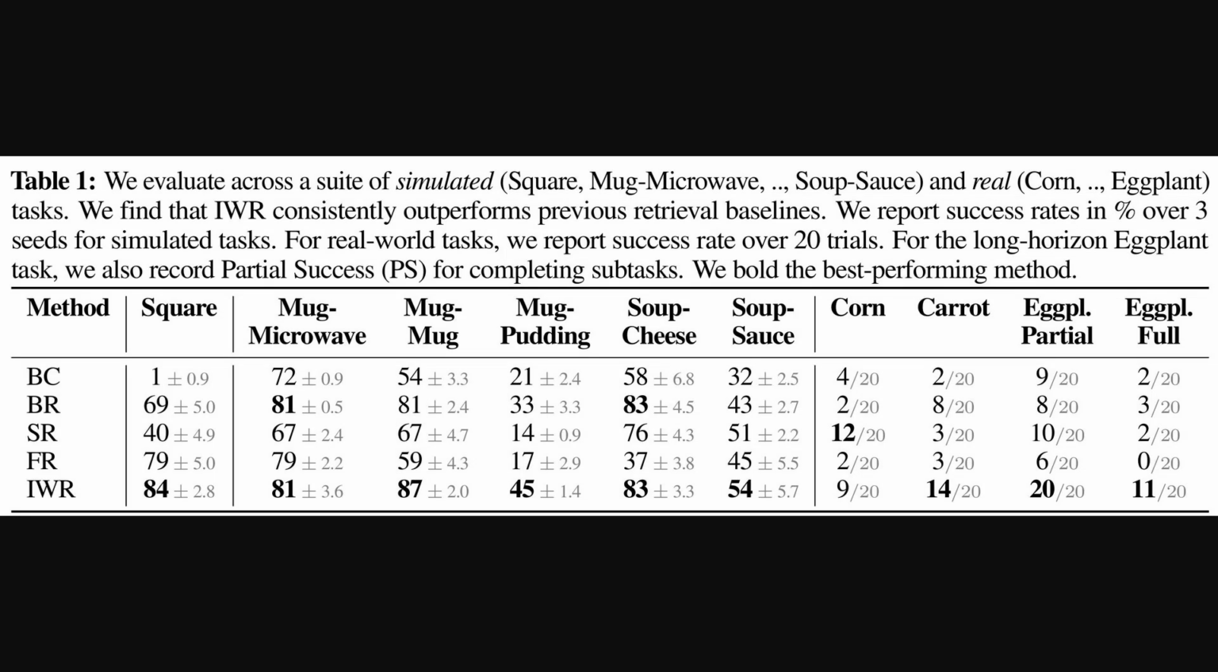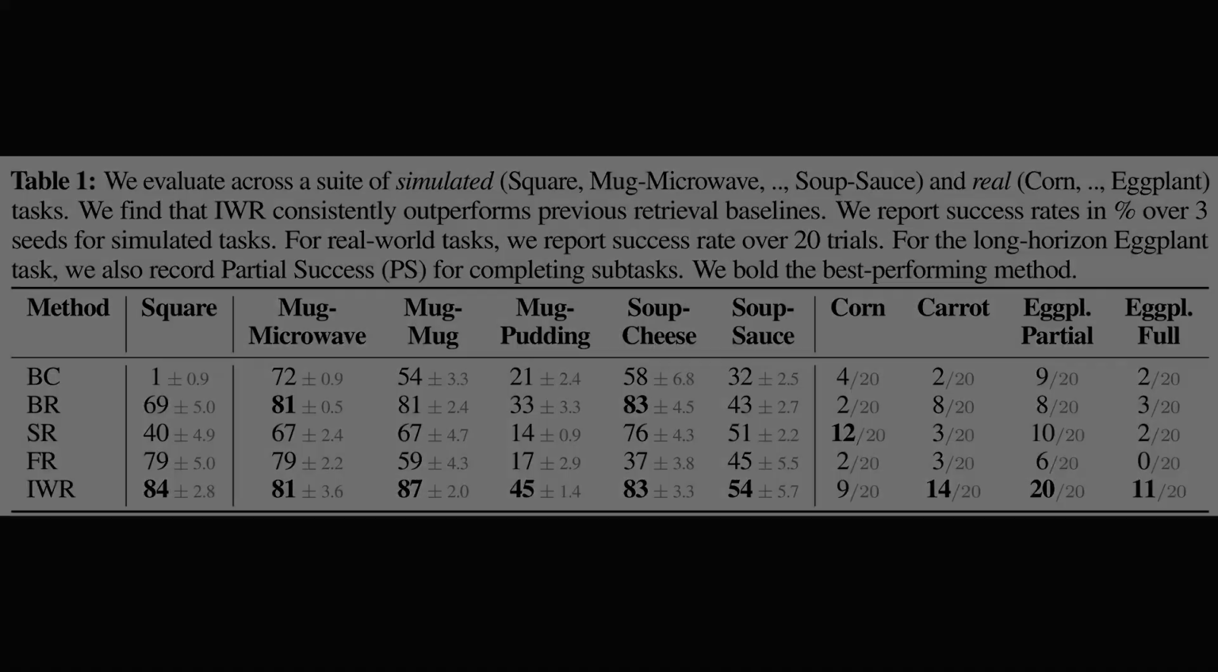So the previous figure clarified why smoothing helps. Table 1 presents success rates across simulated Libero and RoboMimic square tasks and real bridge sync tasks, and the table shows consistent gains for importance weighted retrieval. IWR tops square at 84% and improves mug pudding to 45%, which beats the nearest neighbor baselines. On real tasks, IWR reaches 9 of 20 on corn and 14 of 20 on carrot, and for eggplant, it hits 20 of 20 partial and 11 of 20 full successes.